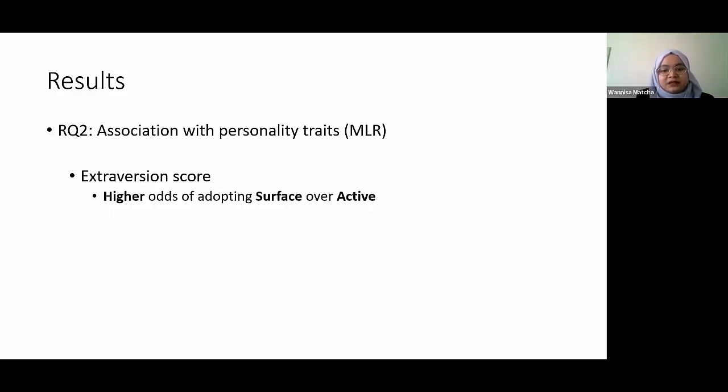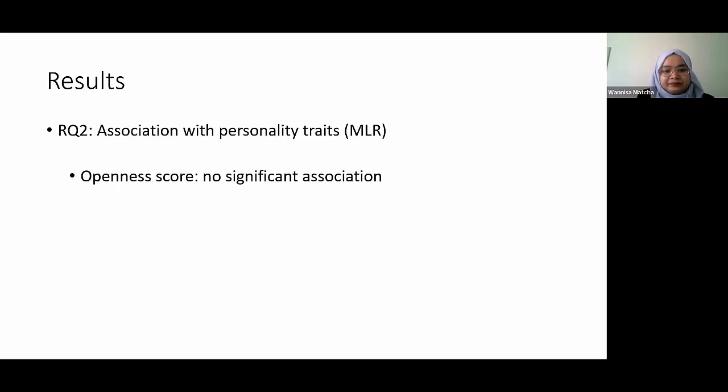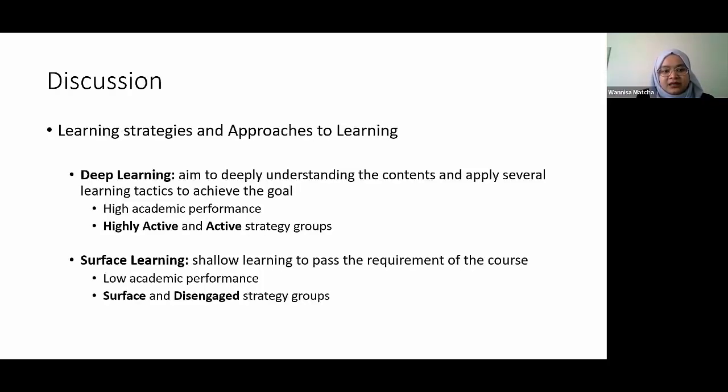Extraversion: the significant association showed that an increase in extraversion score by 1 unit was associated with higher odds of using the surface over the active strategy. However, we found no significant association in terms of the openness score.